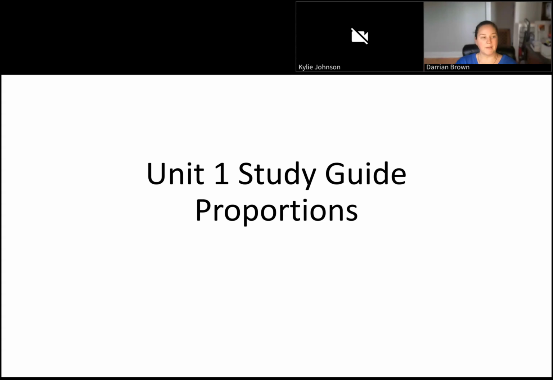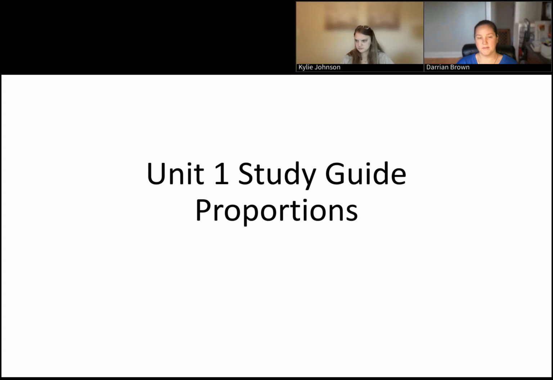This is your math class, your whole group math class. Today, we are going to be going over the study guide for Unit 1. And I'm doing that because you have it next week, and I will not be here on Monday of next week. So today is the last day that you will see me for math whole group until next Wednesday.